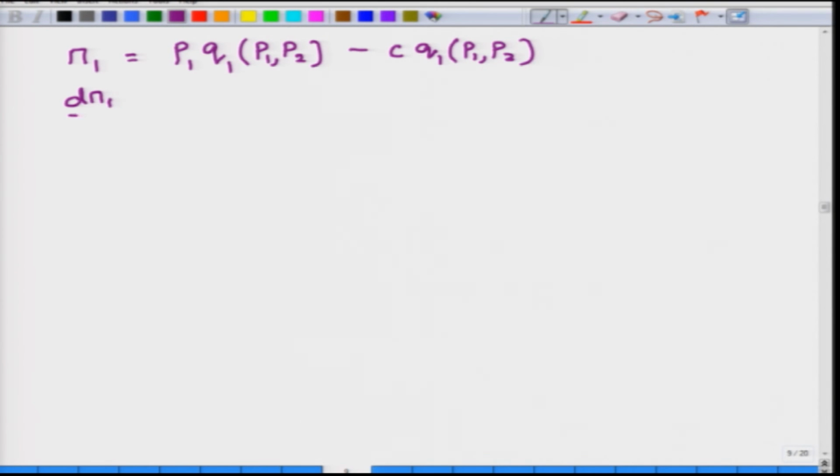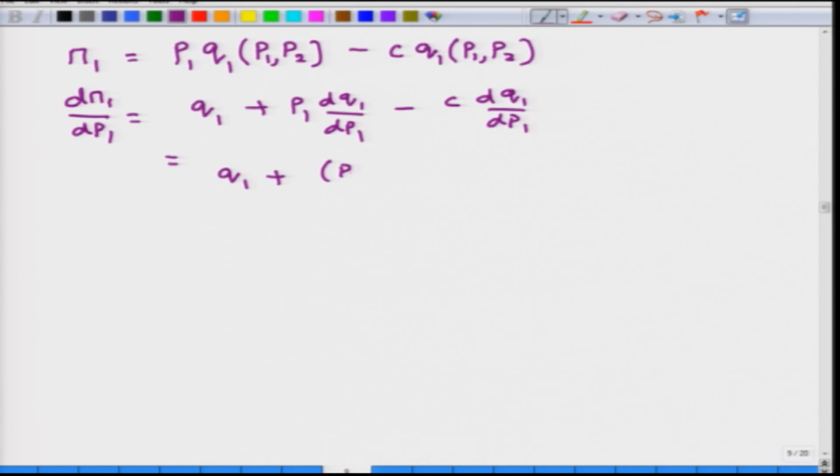So, d pi 1 dP1 is essentially, if I take the derivative here, Q1. I am just going to suppress Q1 as a function of P1 and P2, we will put it later just to save space, plus P1 times dQ1 dP1 minus C times dQ1 dP1, which is the same as Q1 plus (P1 minus C) times dQ1 dP1.